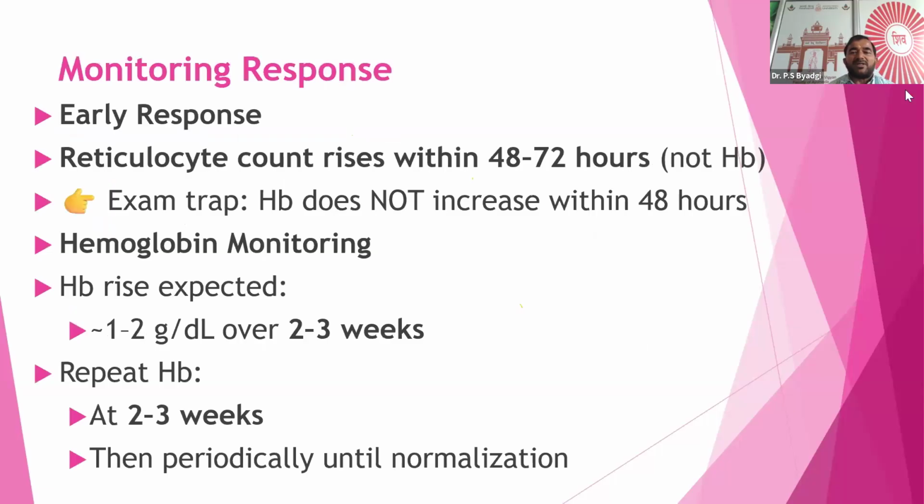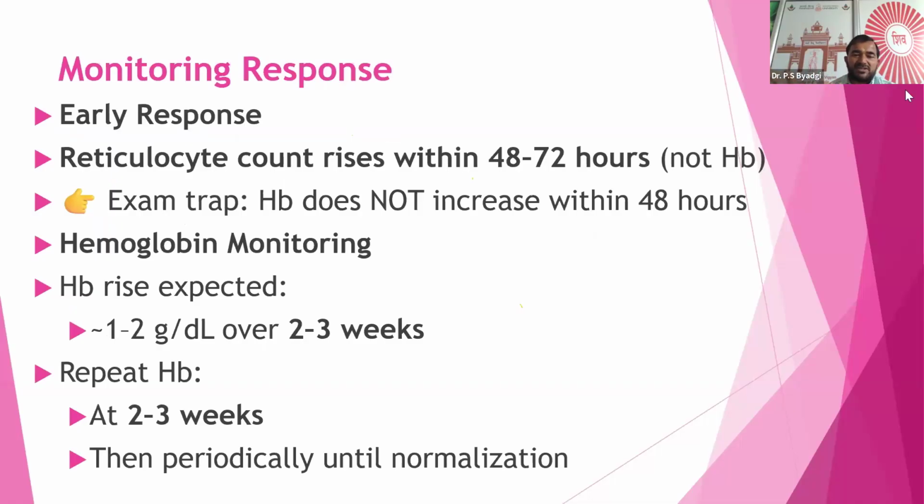So for the early response, usually the reticulocyte count rises within 48 to 72 hours, not the Hb percentage. Only the reticulocyte count may rise. But 1 to 2 grams of hemoglobin per dL may be raised over a period of 2 to 3 weeks. Then repeat the investigation. Don't start the remedy and then test the next day or tomorrow. No. Wait for 2 to 3 weeks and then repeat the investigations.